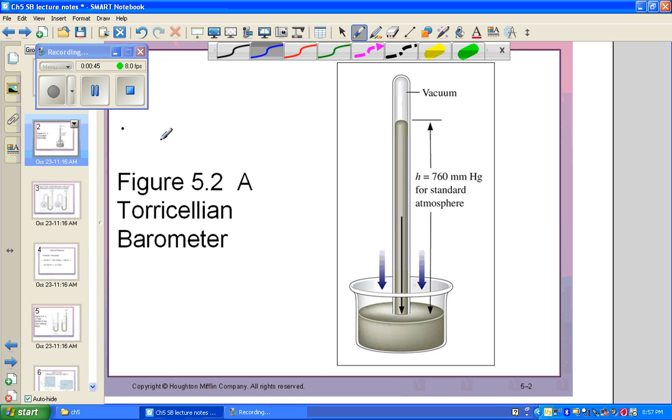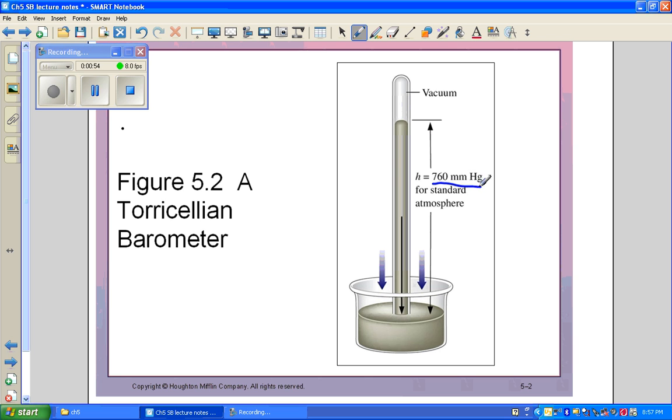So the first thing is the Torricellian barometer, which was used in 1643. And you can see that it has mercury, and it talks about mercury as 760 millimeters of mercury for standard atmospheric pressure. And we'll be talking about STP. Hopefully that rings a little bit of a bell here.